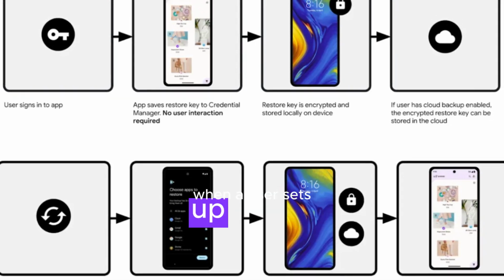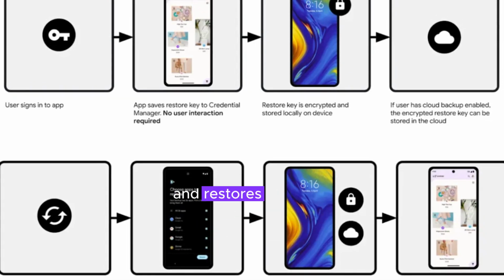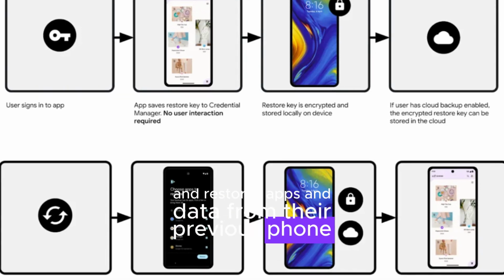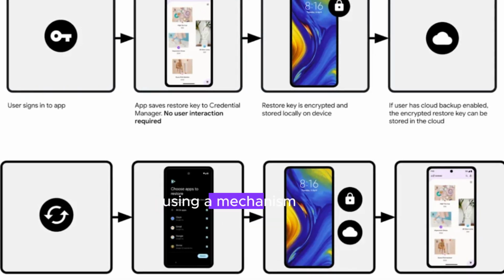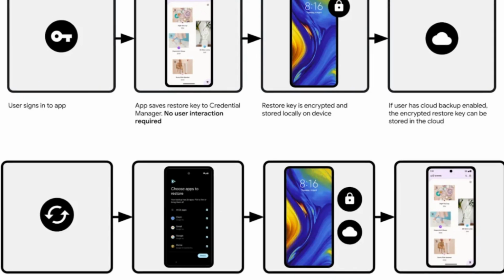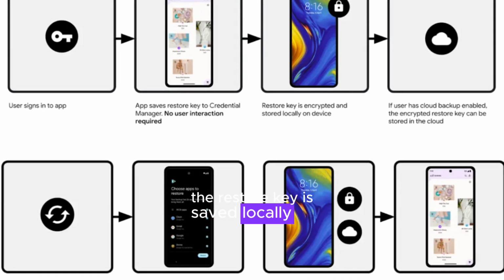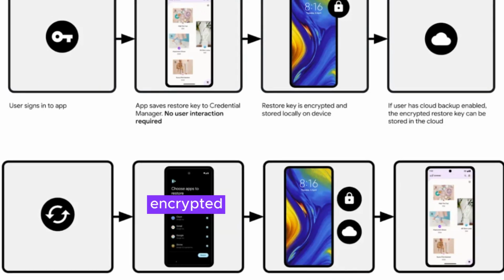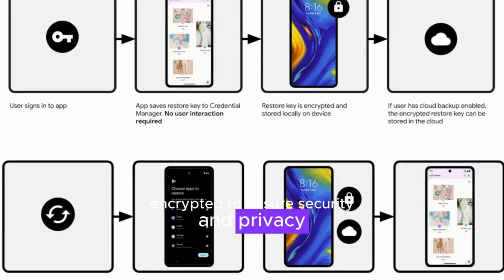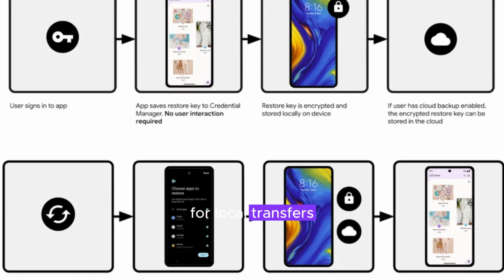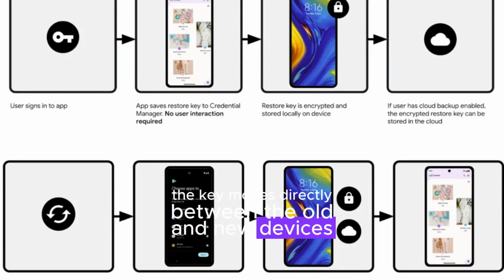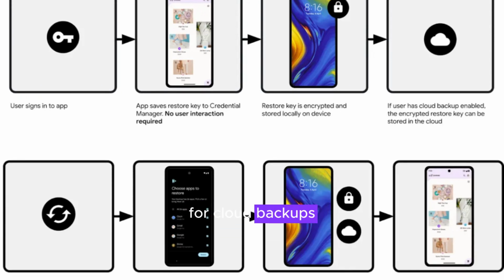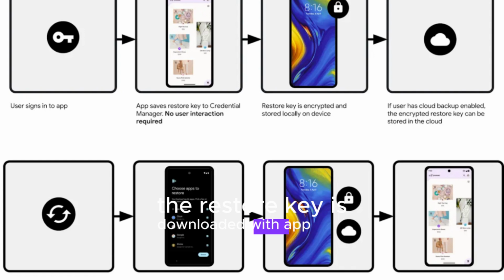When a user sets up a new Android device and restores apps and data from their previous phone, this new system securely transfers login credentials using a mechanism called the restore key. The restore key is saved locally or in cloud backups, encrypted to ensure security and privacy. For local transfers, the key moves directly between the old and new devices. For cloud backups, the restore key is downloaded with app data and restored to the new phone during the setup process.